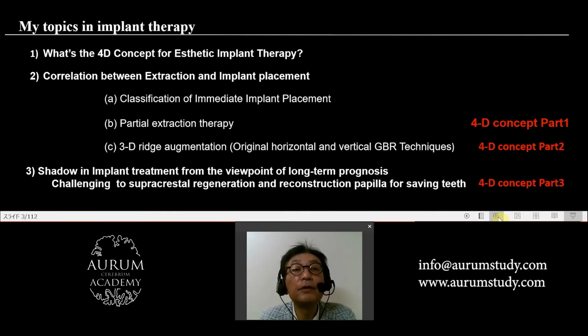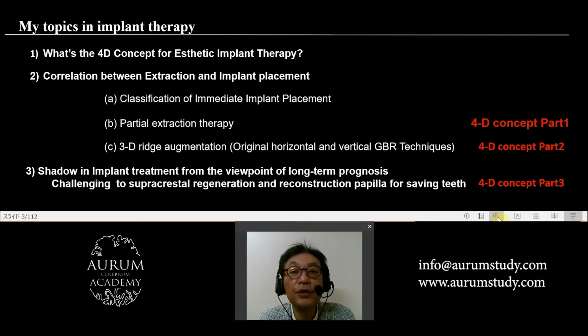Look at the following topics. Firstly, I would like to show you why there is a need for the 4D concept in aesthetic implant therapy. Secondly, I would like to talk about the correlation between extraction and implant placement, including classification of immediate implant placement, partial extraction therapy, and original GBR techniques.